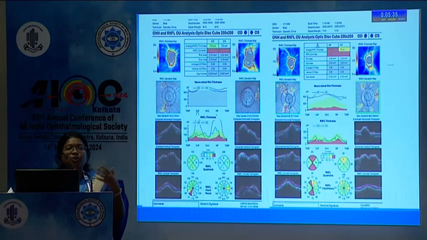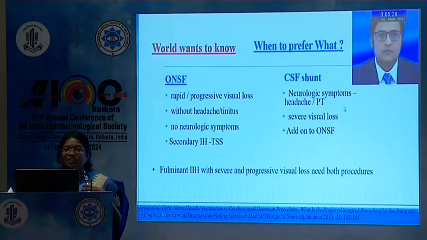So you see a visible change in the visual parameters. So this is the OCT on initial, and then there's a gross RNFL and a GCC loss.